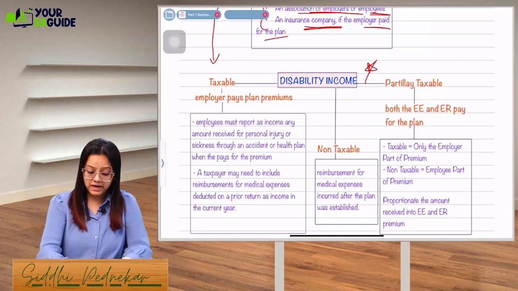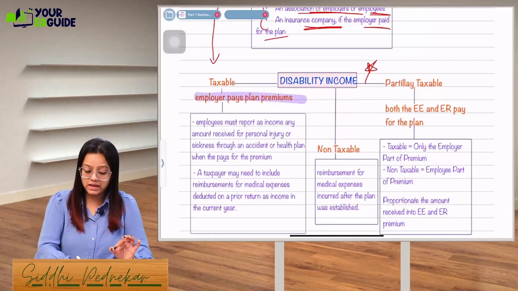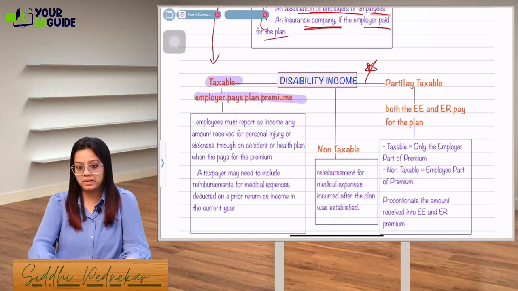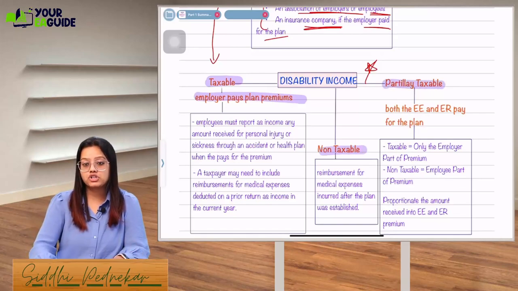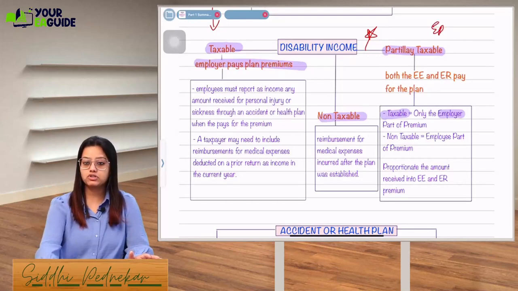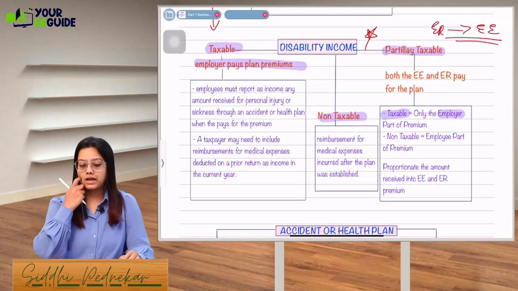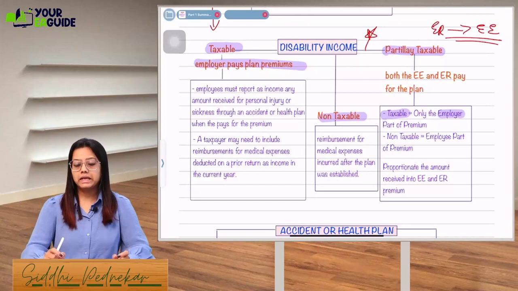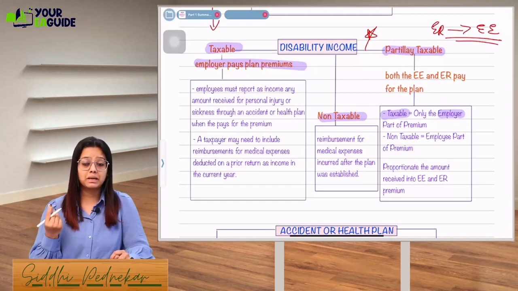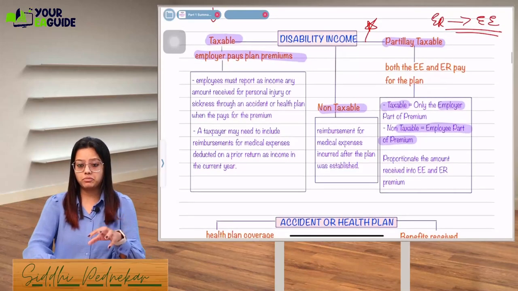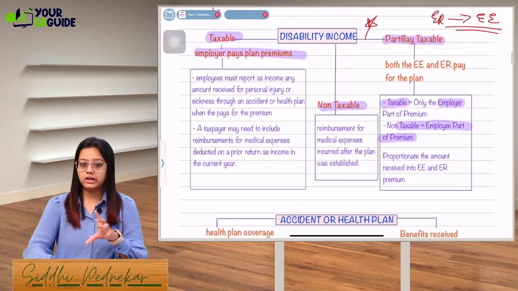If the employer pays the plan premium, then it will be taxable. But if the employer is not paying and the employee himself pays the premium, then it is not taxable. If it is partially paid by both, then it is partially taxable. The taxable part will be only the employer's part of the premium. As I mentioned, whatever benefit the employer provides to the employee should be made taxable to the employee, so the employer's portion will be taxable in the employee's tax return. The non-taxable portion is the employee's part of the premium, so you have to apportion between the employer and the employee.